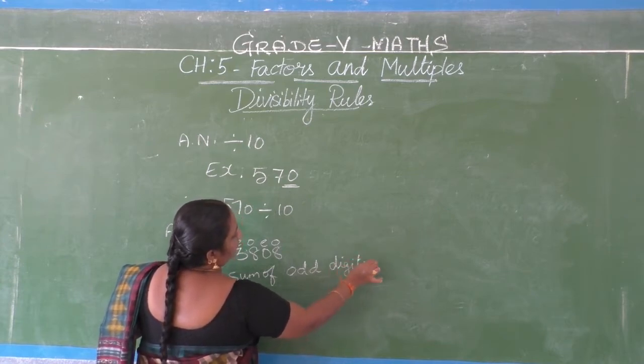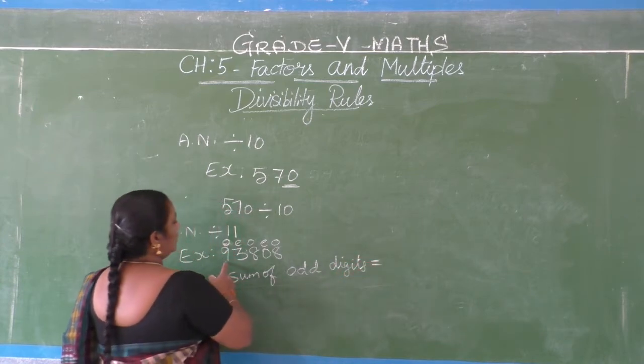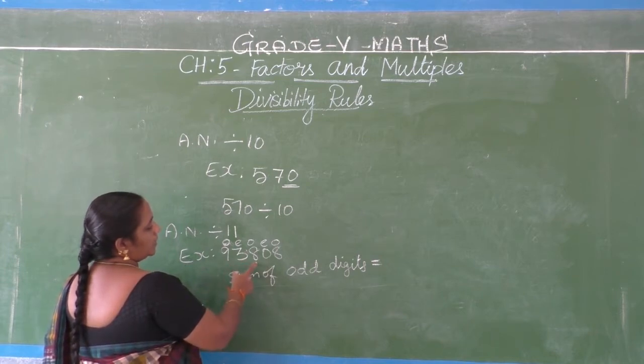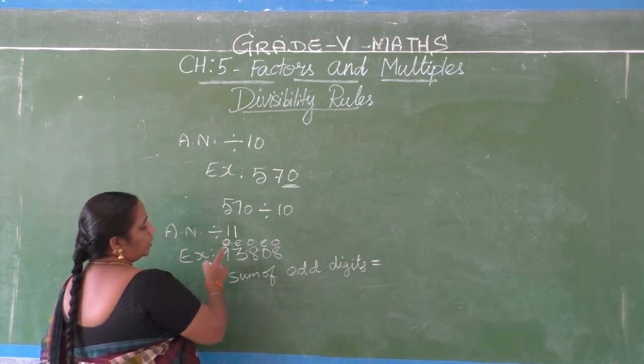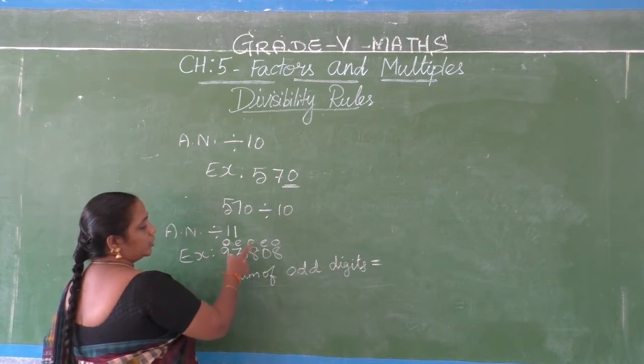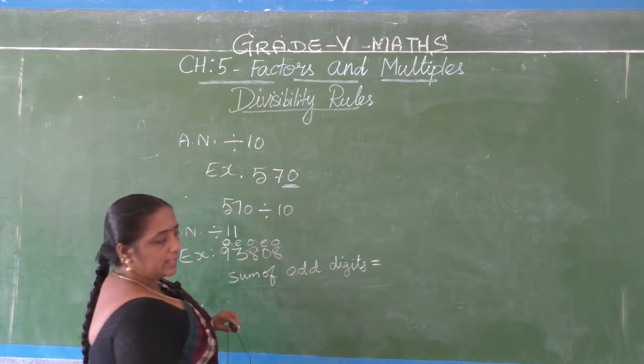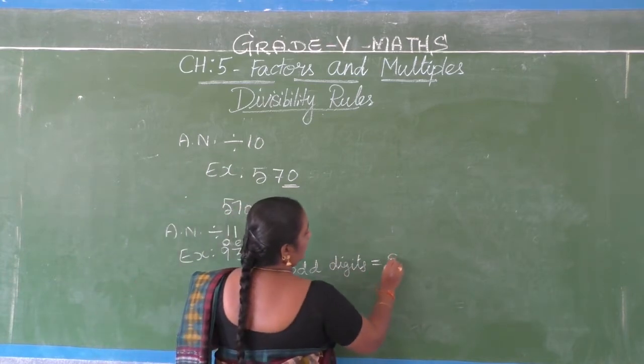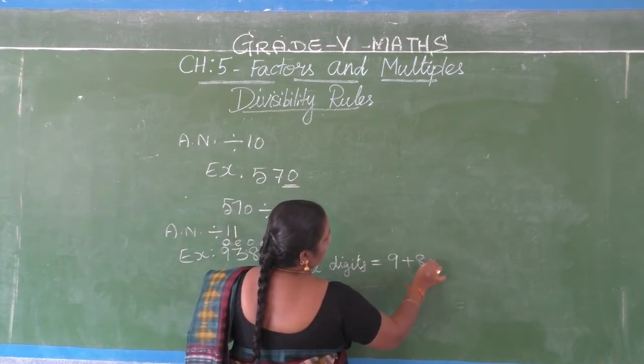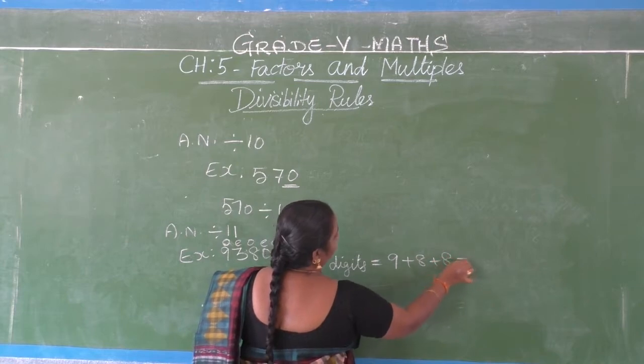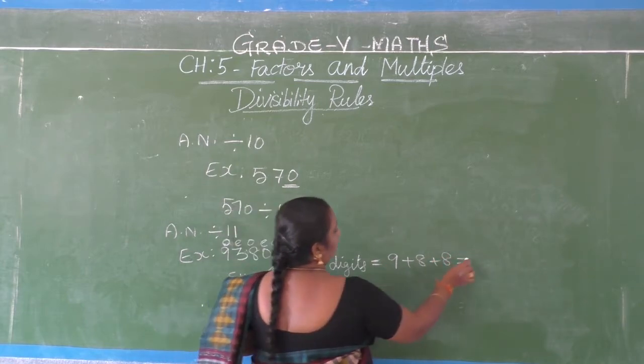Sum of means first we have to add the numbers, 9 plus 8 plus 8. So 9 also stands in an odd place, 8 also stands in an odd place, and one more 8 also stands in an odd place. So 9 plus 8 plus 8, what will come? 25.